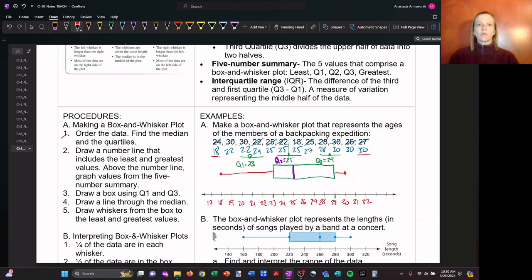So again, the first step is ordering the data, finding the median, finding the quartiles, drawing a number line that includes the least and greatest values. And above the number line, I plotted the least value, the first quartile value, the second quartile value, the third quartile value, and the greatest value. I use the first quartile and the third quartile to draw the box. I have a vertical line representing my median, and I drew whiskers out to each extreme.